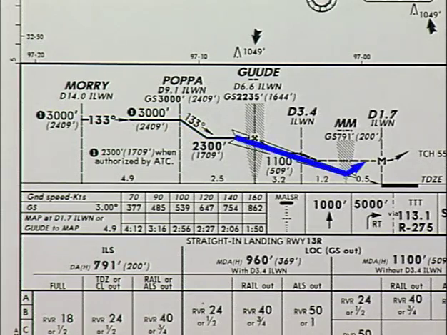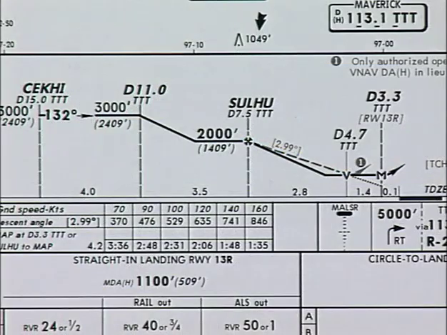Beyond the glide slope interception point, the solid line represents the ILS approach. The localizer approach path is depicted by a dashed line. On a non-precision approach, such as this VOR approach at Dallas-Fort Worth, the flight path is represented by a heavy solid line from the beginning of the approach to the missed approach point.